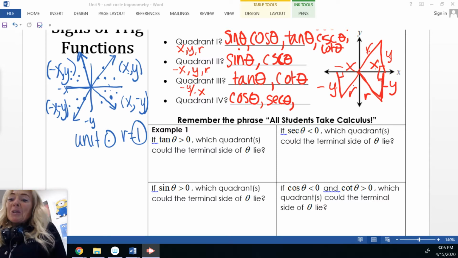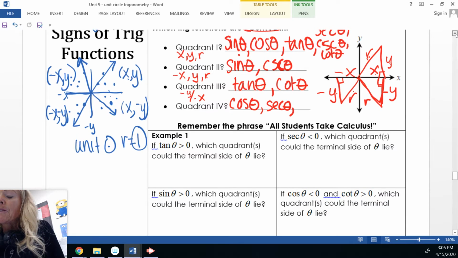All right, so we just got through talking about where functions are positive or negative. So hopefully you've read that. We're going to go through what this means for example 1. So, all students take calculus. Now that's something I did not go through yet, so let me go through that real fast.